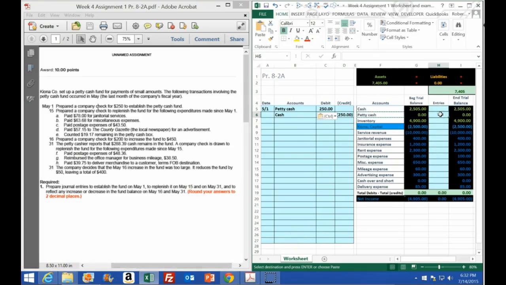So we can put our cursor into petty cash in H6, and say equals, and I'm going to go ahead and point to the petty cash, which is the debit. And when we hit enter, it goes from 0 up to 250.